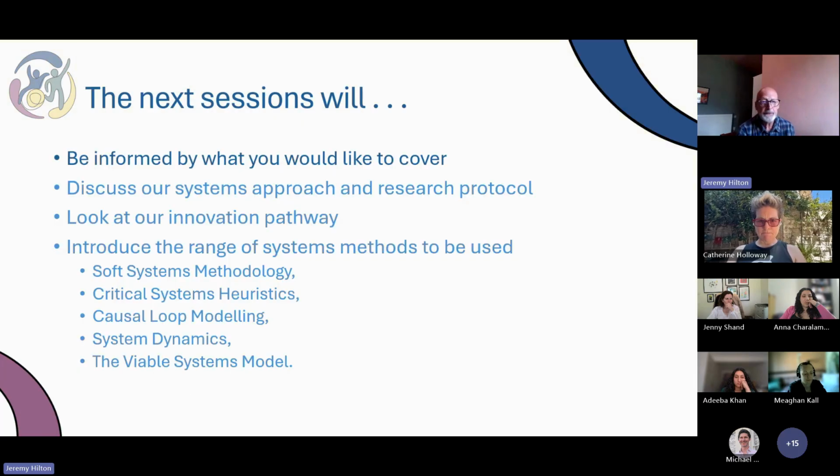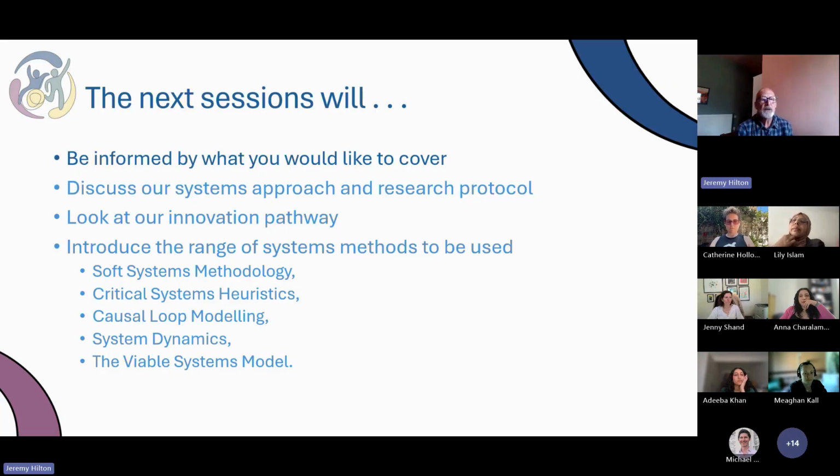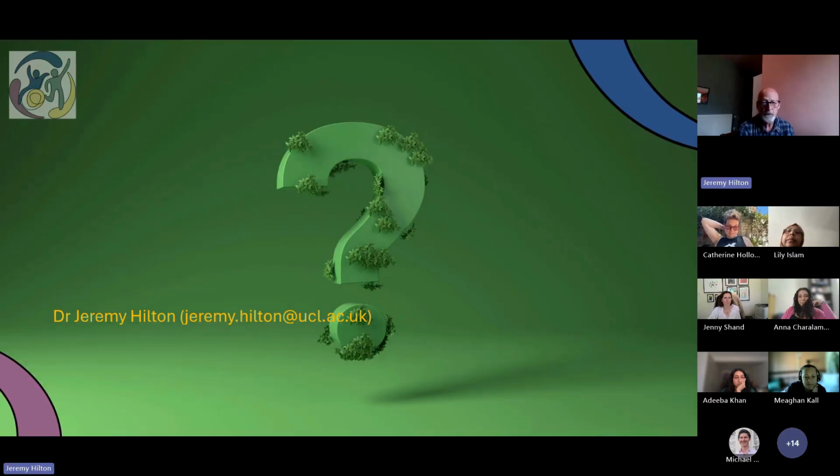And finally, as Anna will talk about in a minute, I'd love to know what you'd like to cover in future sessions. But I intend that we'll go into a little more detail on our systems approach and the research protocol that Mary's currently working on with us. Look at the innovation pathway that I brought up to start off with and put a bit more detail around that. And then introduce some of the systems methods that we're going to be using. So that's the thoughts we've got, but those will be very much adjusted by what you think.